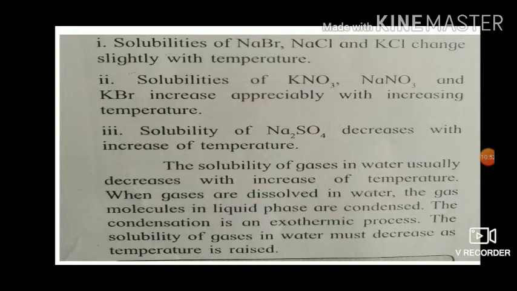When gases are dissolved in water, the gas molecules in the liquid phase are condensed. The condensation is an exothermic process. Therefore, the solubility of gases in water must decrease as temperature is raised.